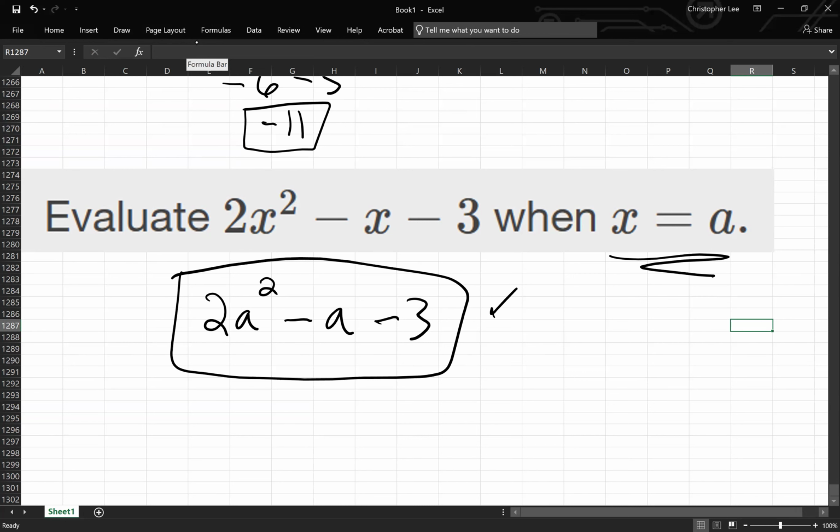Any questions on this? Right. There's no number to solve. Just change the variable. All right, let's get another one.